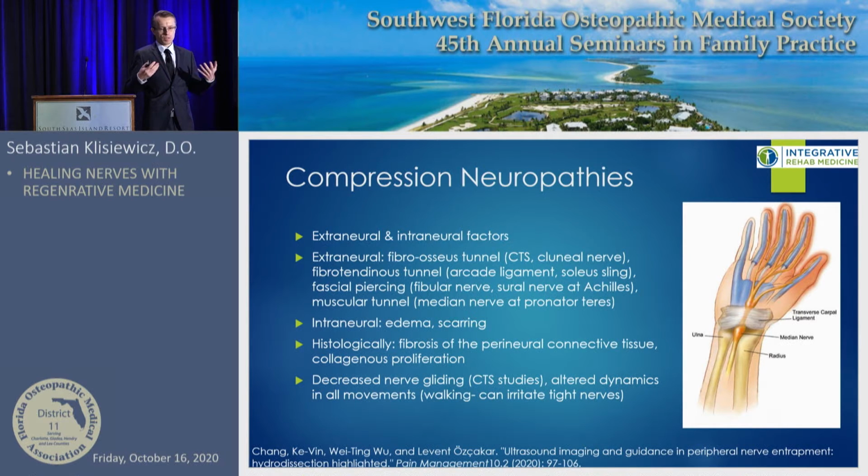Intraneural, the nerve can get swollen, get scarred down. And then we see histologically there's fibrosis inside the nerve, and then there's some collagen proliferation. And when this happens, we see decreased gliding of the nerve. You can take an ultrasound and look at your wrist and look at the median nerve, and you can flex it and extend it and see how that median nerve glides, or the ulnar nerve. With pathologies like compression, that gliding is decreased. And as you will see with some of the treatments, you can get immediate improvement of the gliding with some of the treatments that I'll present to you.